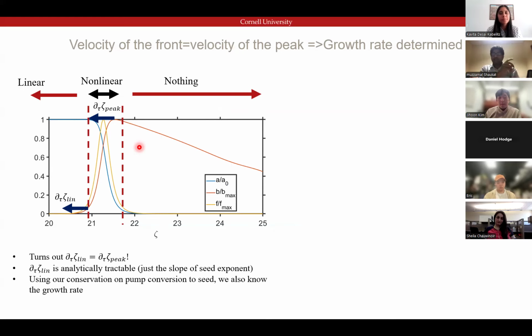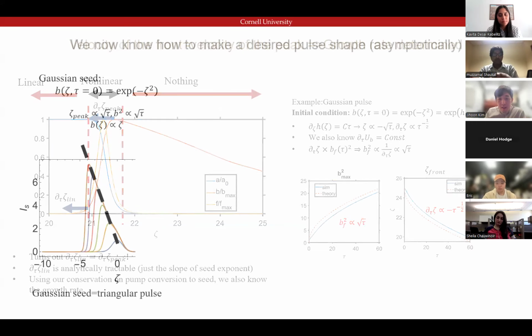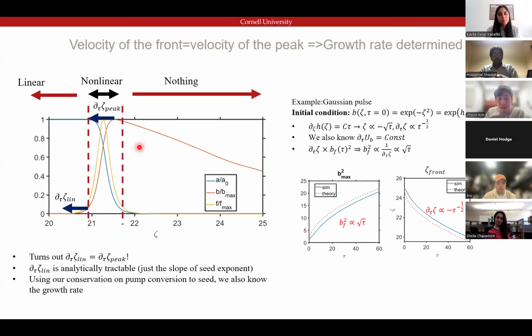Can I ask a question? Thank you. Very nice presentation. I have a question regarding the same figure which was showing that. Here, does the nonlinearity part make a soliton?